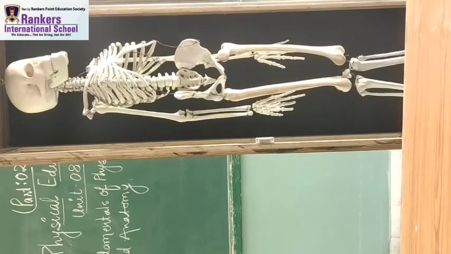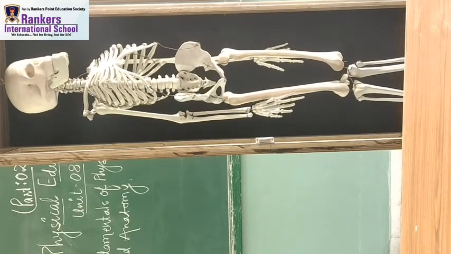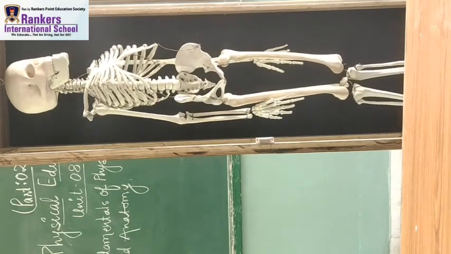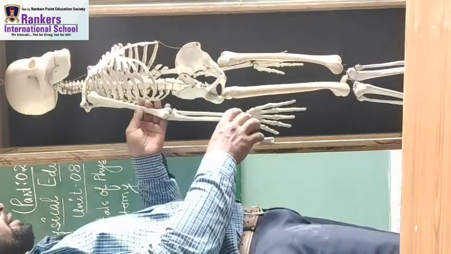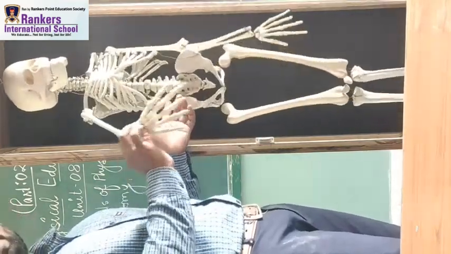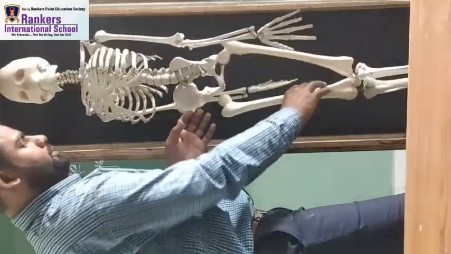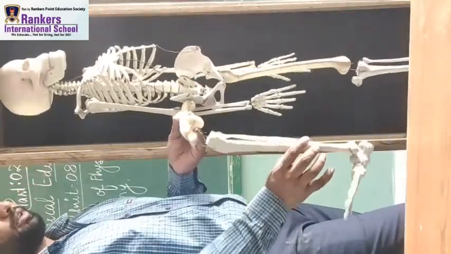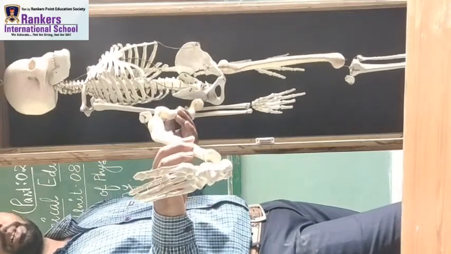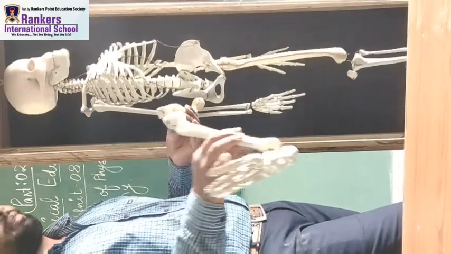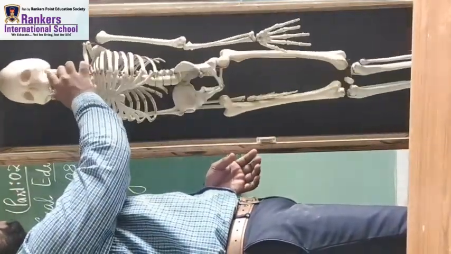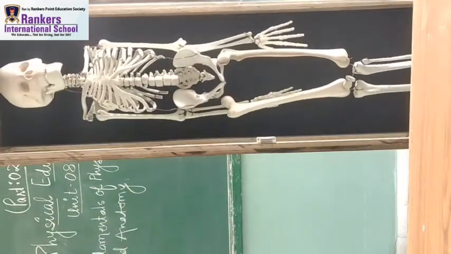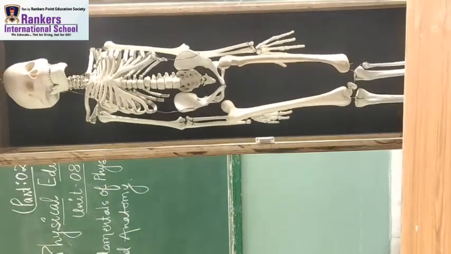So students, what I'm trying to say is that the next system is the appendicular system. The appendicular system basically means the upper limbs, we are talking about this, right? The next thing is the lower limbs. This is the femur bone, the leg bones, this is the foot, those are the phalanges, right? So upper limbs and lower limbs come under the appendicular skeleton.